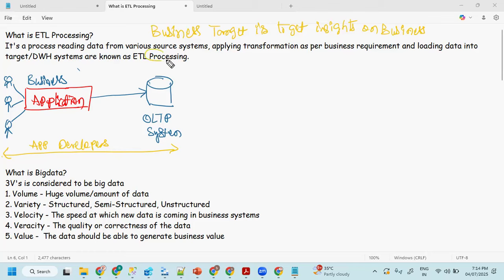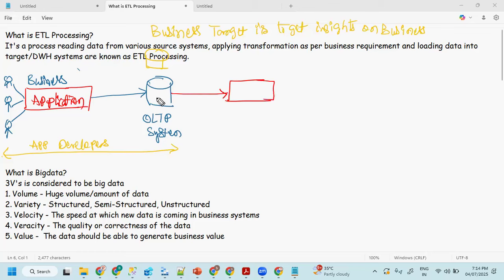So like this, if you have data in different systems, then we need to collect the data from all the systems. So in order to collect the data from all these systems, we are going to use the ETL tools in the market. There are many ETL tools in the market.